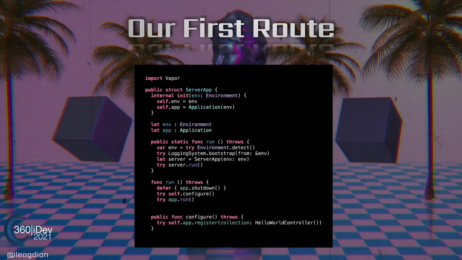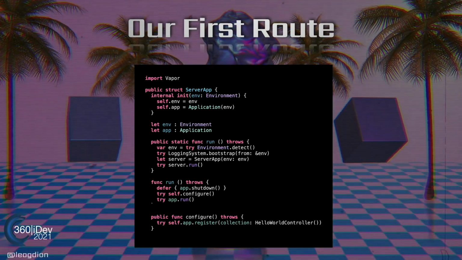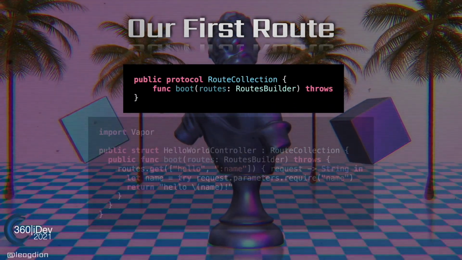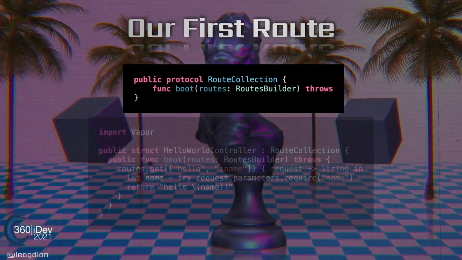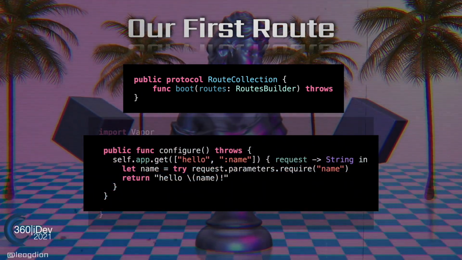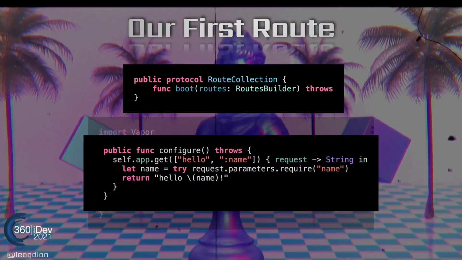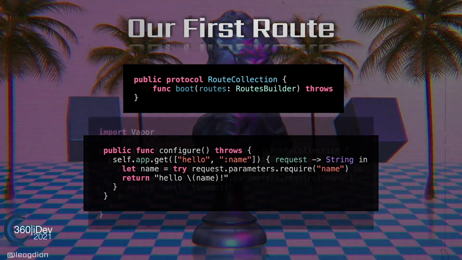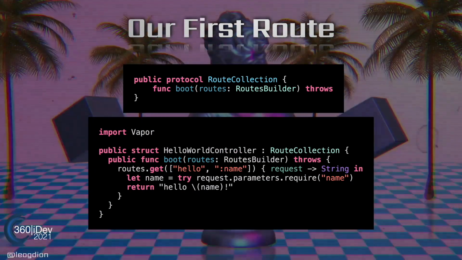Inside configure, we're going to register what's called a route collection. The way a route collection works is it needs to implement a method called boot. If we didn't go with this methodology, we could just go into the app itself and say .get and start specifying our call, but we want to keep this app a little bit more organized. So instead, we're going to be using the route collection.